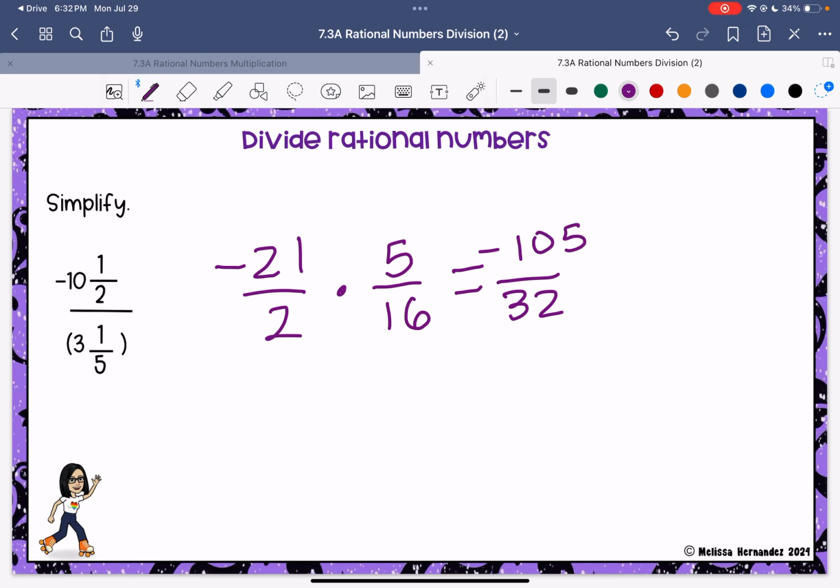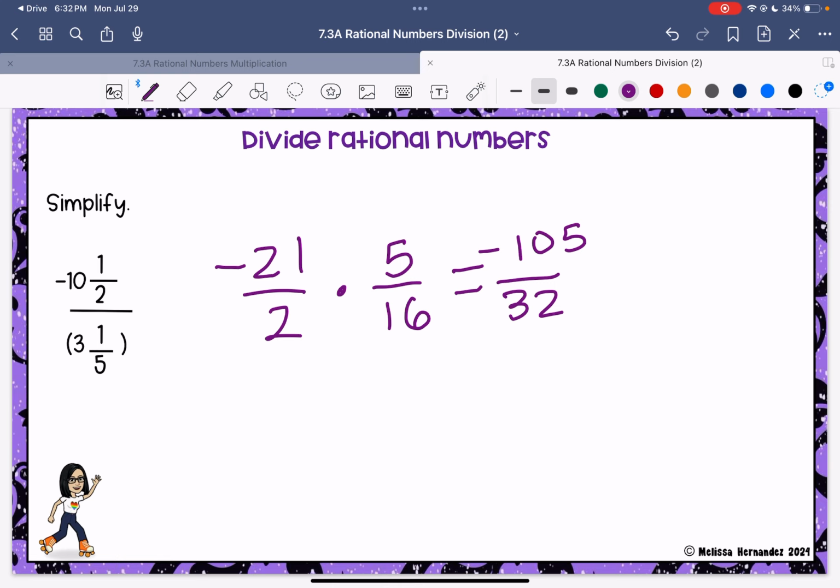Now I know 105 is divisible by 5. I think this is as good as it's going to get. So I'm just going to leave it like this, -105 over 32. It's a negative because you have a negative, a positive, so now you're just missing a negative.